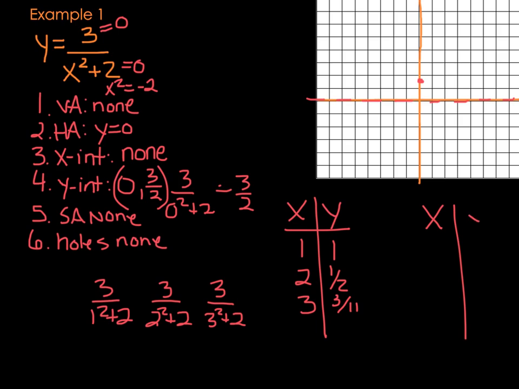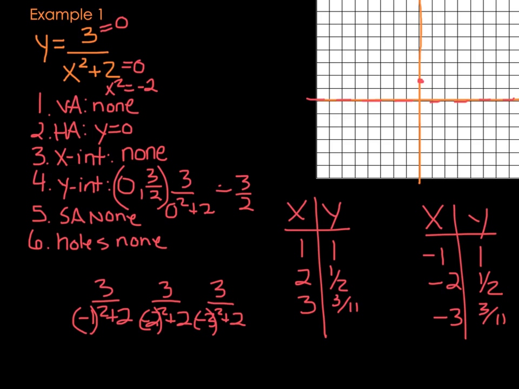In the other direction, if x is negative 1, 3 divided by negative 1 squared plus 2 is the same thing as positive 1 squared plus 2, because when you square a negative, you get a positive. So negative 1, 1. Same thing with the negative 2. I'm going to get the same thing as when I had a positive 2. So negative 2, 1 half. And negative 3 squared is still 9 plus 2 is 11, so negative 3 gives us 3/11ths.